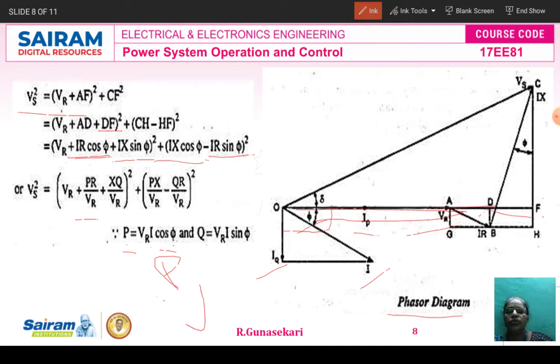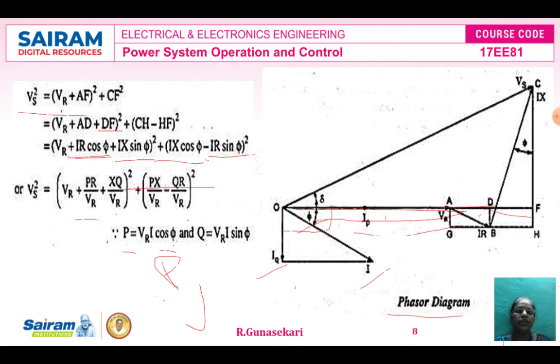That is Q divided by VR. That is already X is there. So X into Q divided by VR, the whole square. This term. Then next, IX cos phi, again PX VR minus QR divided by VR. Okay, these are the equations.